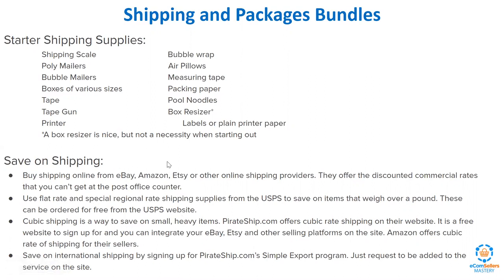Okay. So save on your shipping. Use whatever's in the back office for whatever company you're selling on to manage your shipping. So eBay, Amazon, Etsy, whatever's in the back office, use their rate system. Flat rate, I've already mentioned that. Cubic shipping is a way to save on small and heavy items. So Pirate Ship, we like Pirate Ship over here, and international shipping.